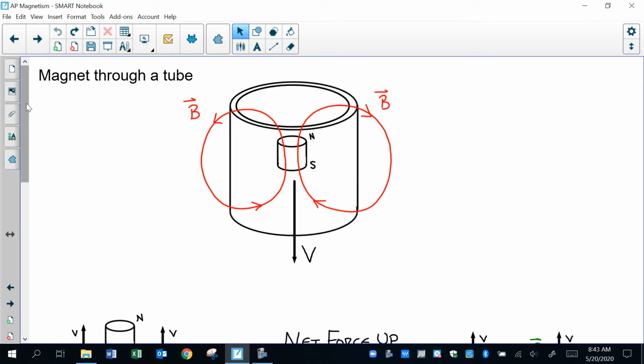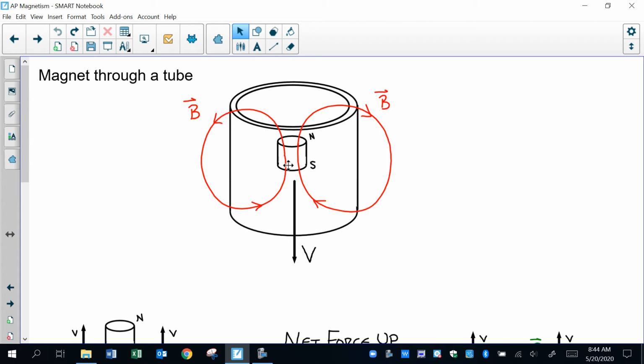This one right here, I'll find a video for a magnet through a tube. Some of you saw this last year in physics when I was going through and doing some fun demonstrations. This is a copper tube. What is a copper tube? An infinite number of little wire rings, wire loops, stacked on top of each other.